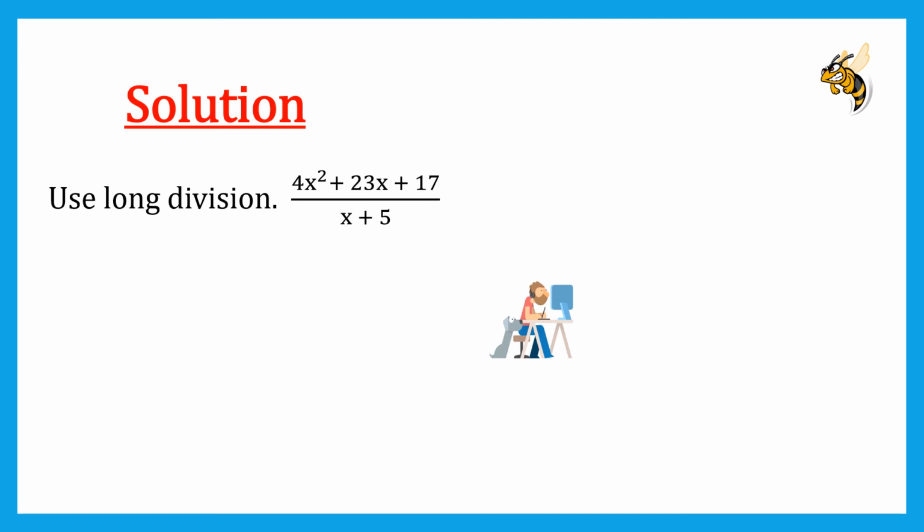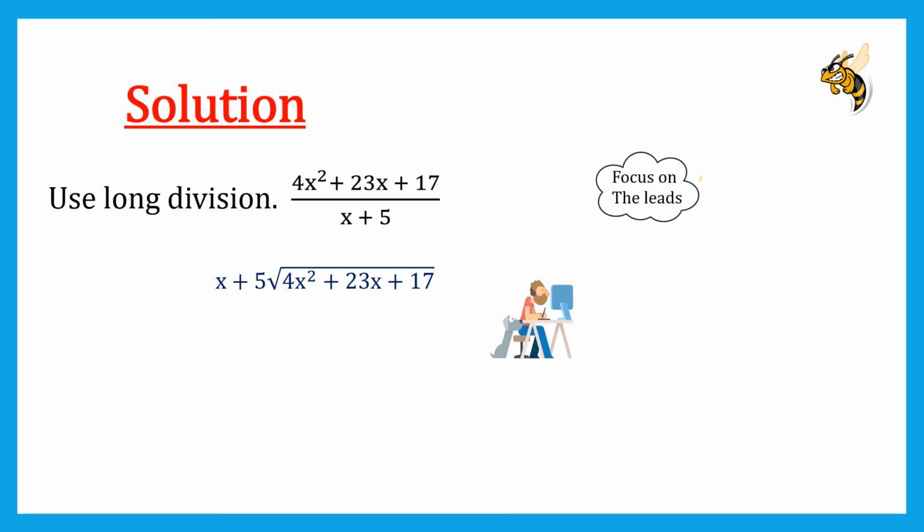We notice that they're in order: x squared, followed by x, then the constant, so we don't need a 0 as a placeholder for any missing terms. So when we set it up, it's going to be x plus 5, and inside is going to be 4x squared plus 23x plus 17.